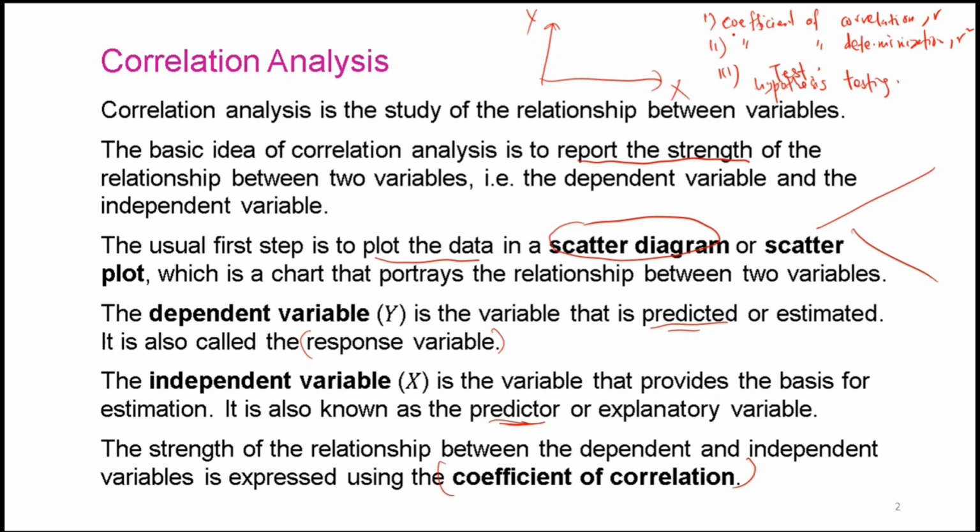First step, you need to find the coefficient of correlation. Actually, it depends on the marks for each question. If they only mention the coefficient of correlation, just find the value of R. But if they mention the relationship between variables and the marks are big, you need to do all these three measurements. So first you need to find the coefficient of correlation, followed by the coefficient of determination, and the last one you need to do testing.